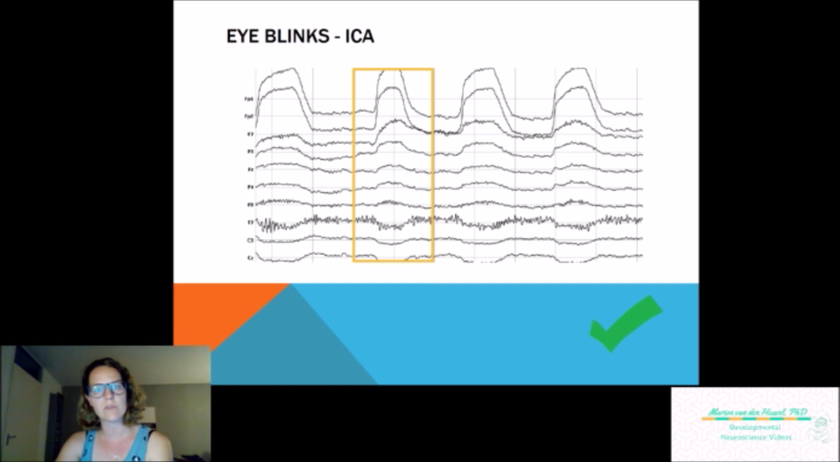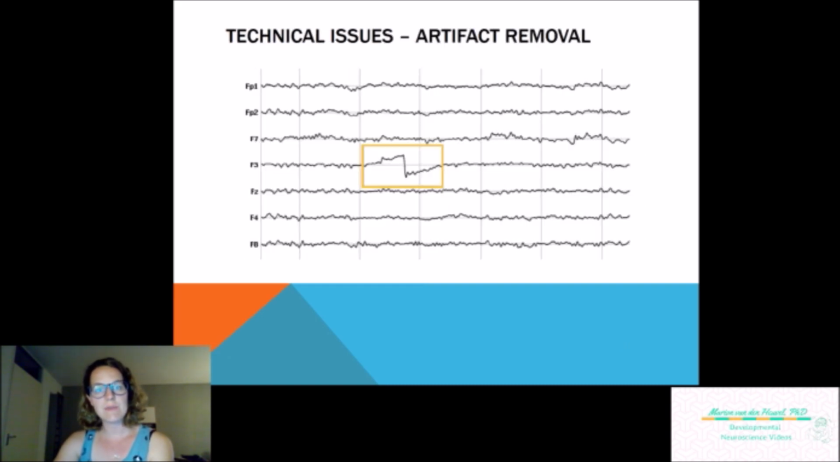Okay, and then sometimes you have some technical issues, like your electrode is at the end of its life, and you get strange spikes, or like here, a very rapid voltage change. That's usually a sign of an electrode getting broken or damaged. This is also why you should do some testing. Maybe every couple of months, you have to test your electrodes, depending on how much you use them.